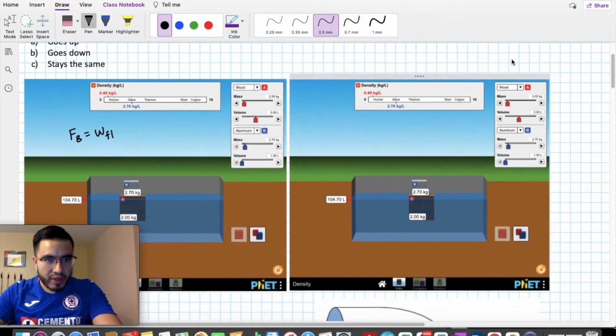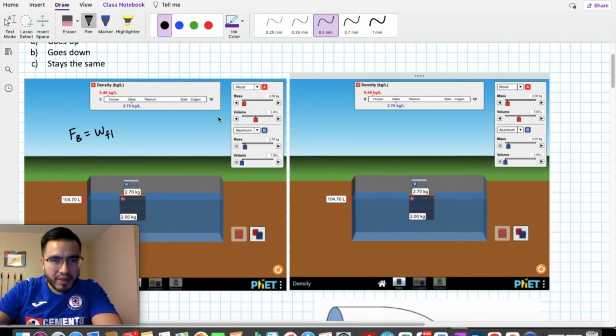And to illustrate this situation, this is a screenshot. The left side is a screenshot of the simulation, and I have the simulation over here. I don't have a boat nor a boulder, but I have a wooden box and an aluminum cube. The wooden box represents the boat. The aluminum cube represents the boulder. Okay? Roughly, but it works.